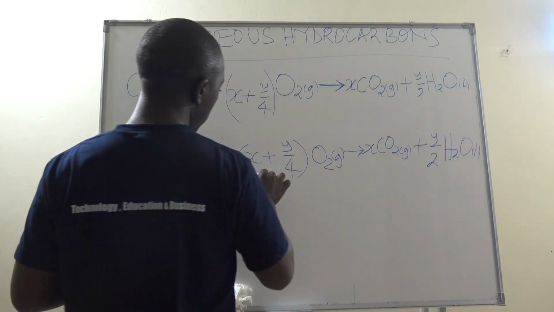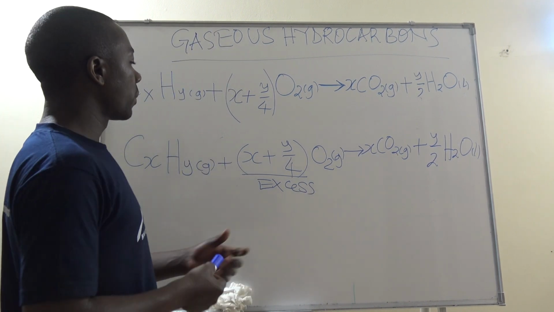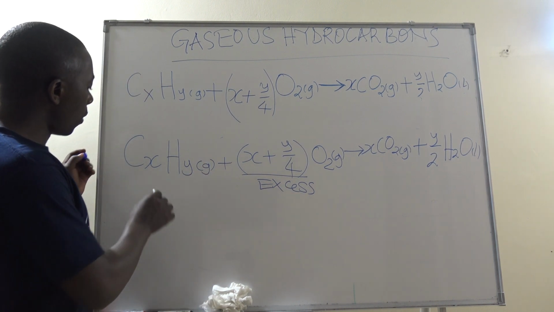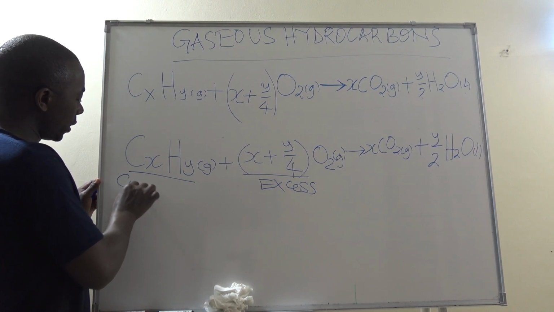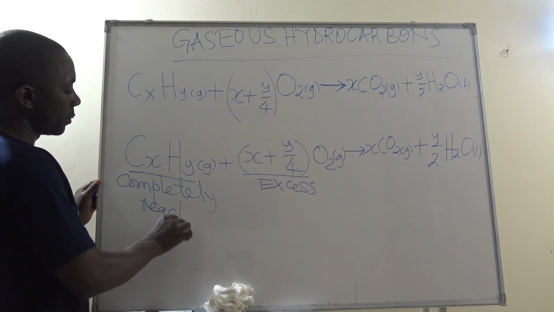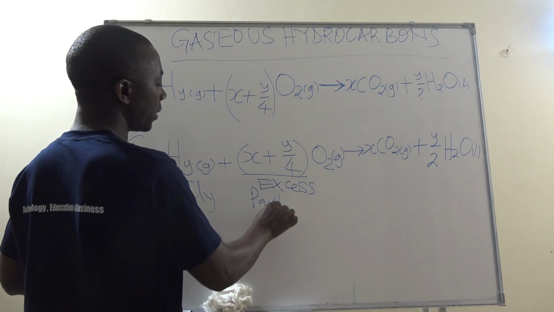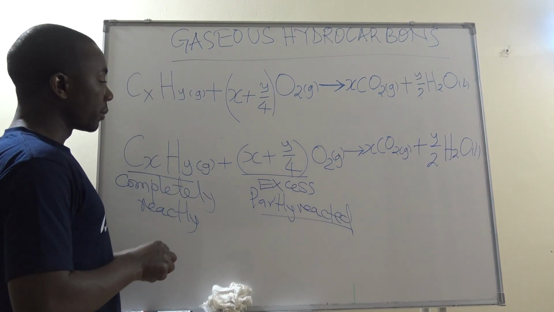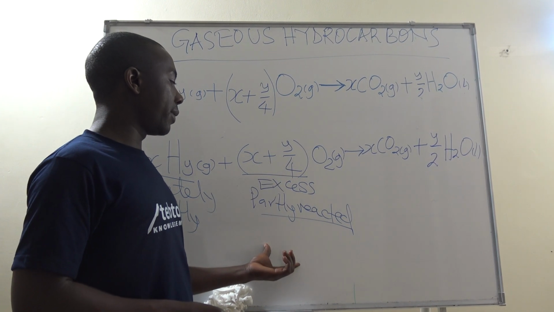But now remember, we said this oxygen is used in excess. Being used in excess means all the hydrocarbon is reacted. This is fully, completely reacted, because it is limited, but because this is excess, then it is partly reacted. That means by the end of the reaction, we shall have part of the oxygen reacted, part of the oxygen unreacted.